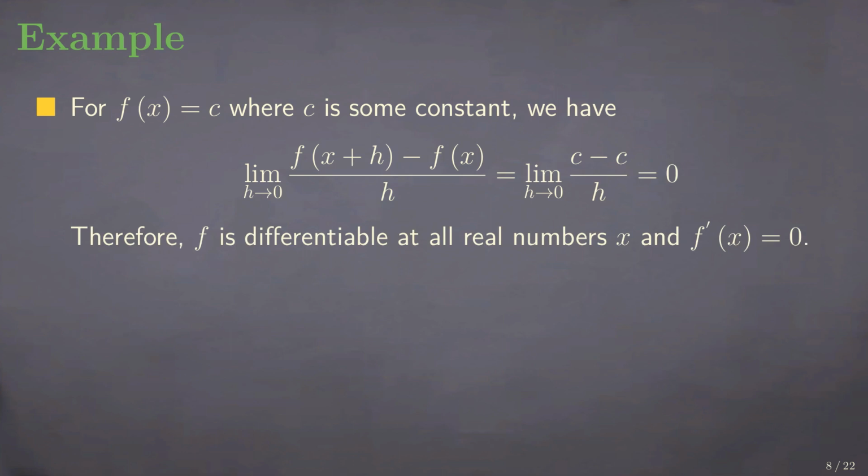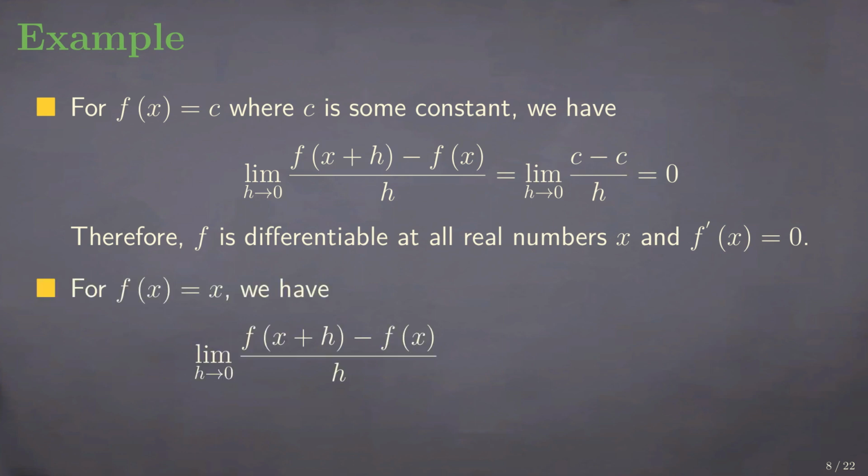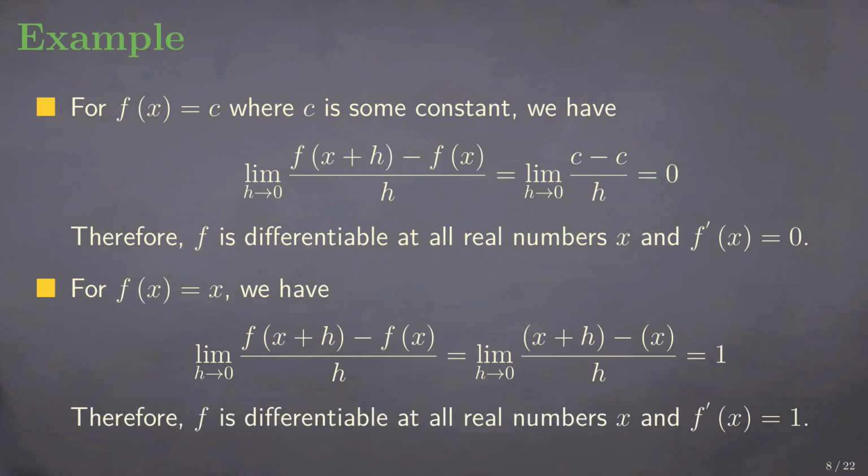Let's move on to a somewhat more complicated function, the linear function f of x equals x. Similarly, if we consider the limit of the difference quotient, it is the limit of h over h, which is always 1. So for this reason, the linear function f of x equals x is differentiable at all real numbers x, and the derivative of f is the constant function 1. And similarly, we can consider any other linear function and try to compute the derivative of that.